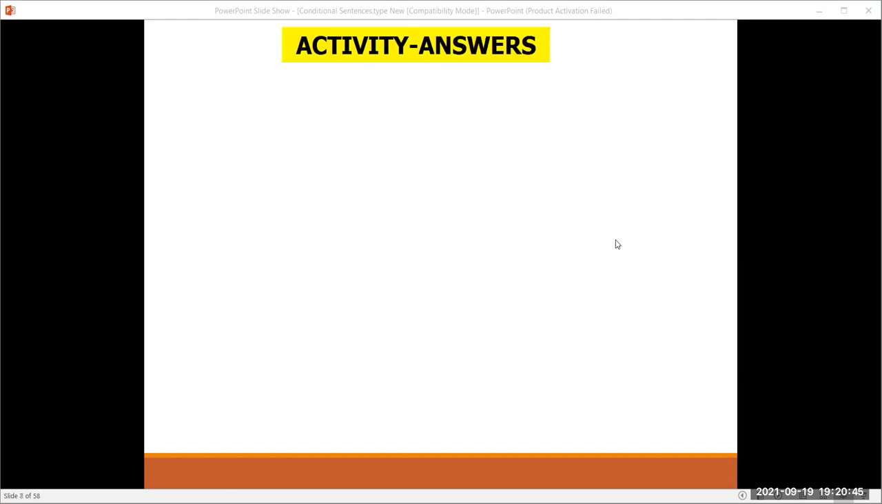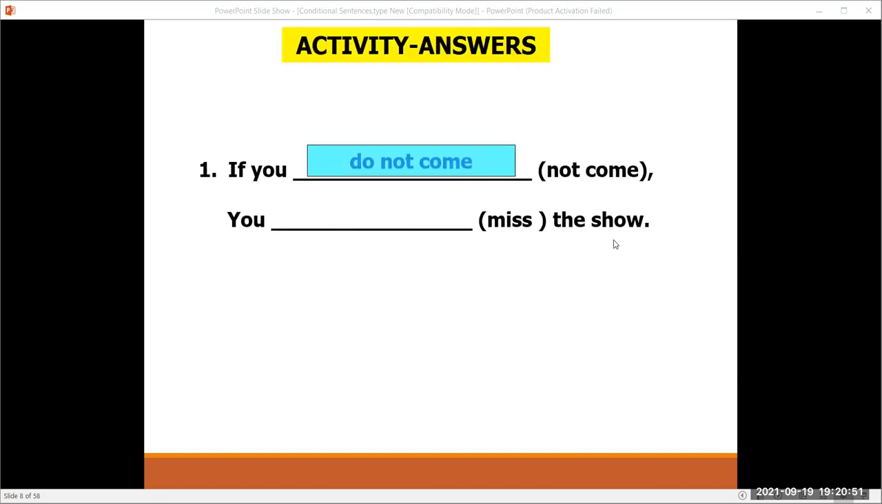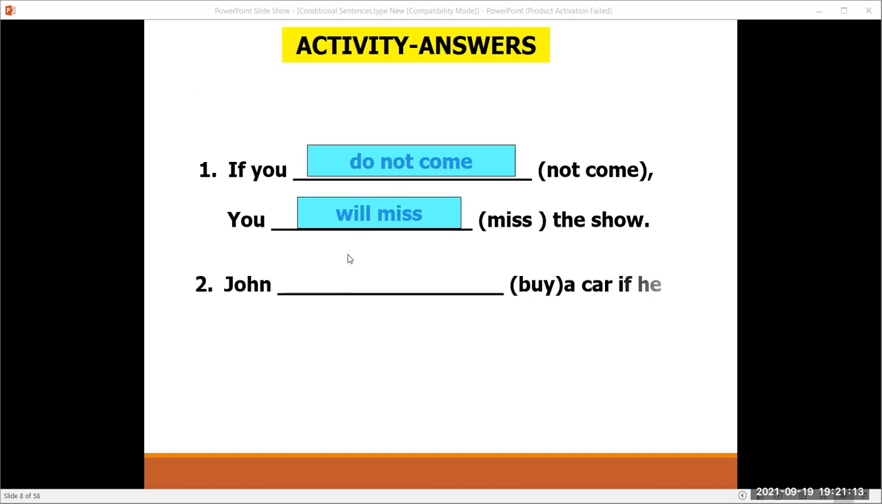Now let's see what the answers of this activity are. If you do not come, you will miss the show. Since it is not a universal truth, where it is not a universal truth, there we use simple present tense in the if clause, and in the main clause or the principal clause or the result clause, we use simple future tense.